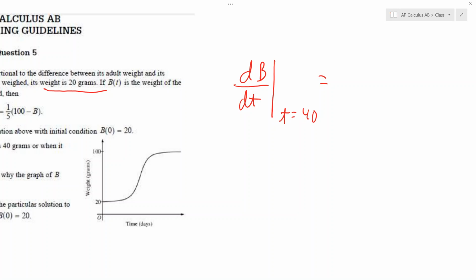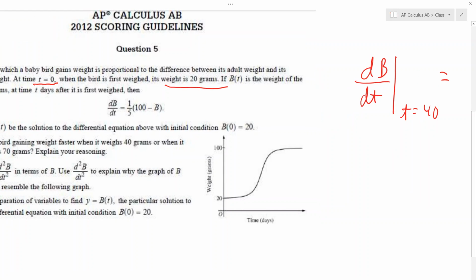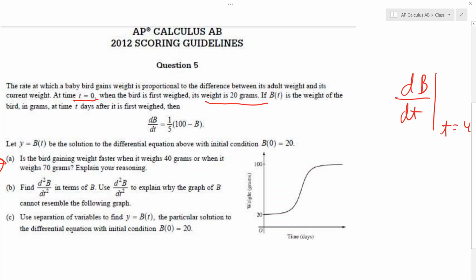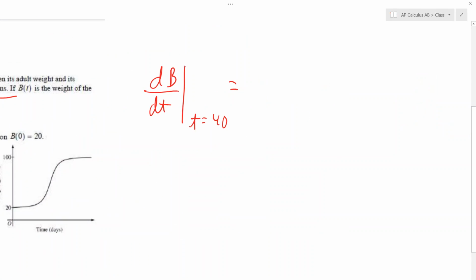Should you do plus 20? What do you mean plus 20? No. 20 is only the weight of the bird at 0, right? We don't care about that. We care about how fast it's changing. That 20 has nothing to do with that. It's a good question. But you plug 40 in, what do you get? 80 over 5? What is that, 16? Oh, I plugged in 40. So what did you get, 60 over 5? 12? Great. Grams per what, day?